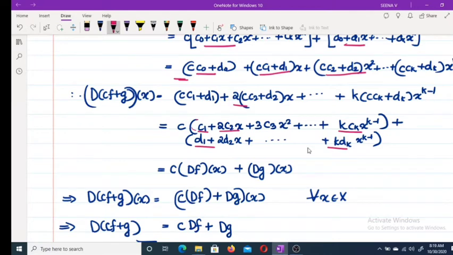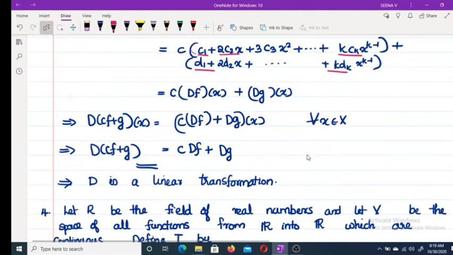But this is Df of x and this is Dg of x. Therefore, we get this. Thus, we get D of (cf plus g) of x equal to this, and this is true for every x belonging to F. This implies D of (cf plus g) is equal to c Df plus Dg. This implies D is a linear transformation.